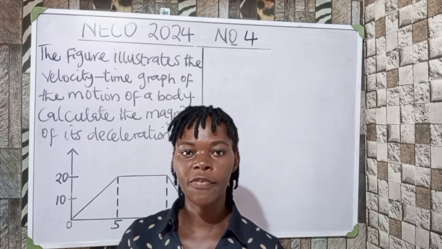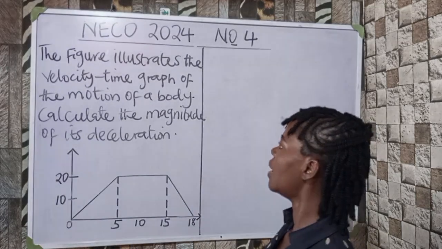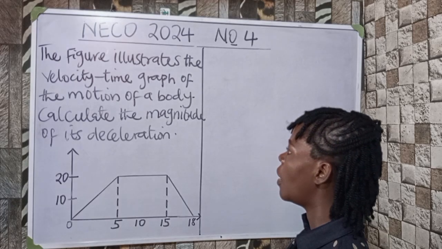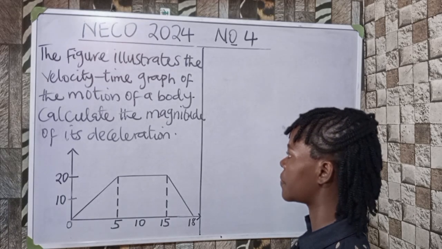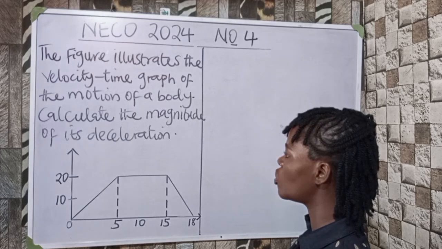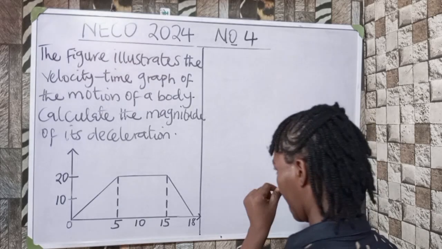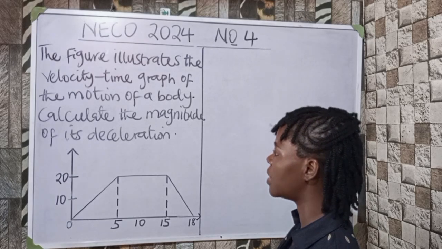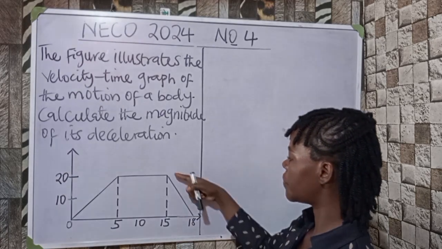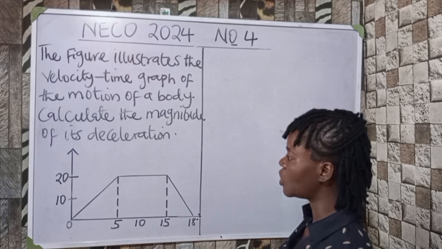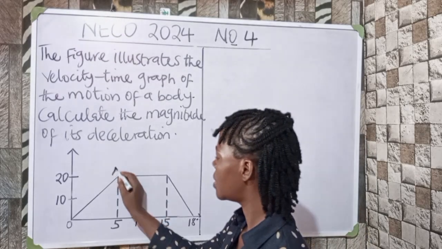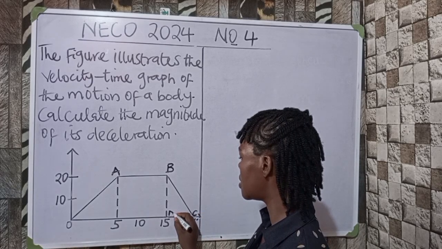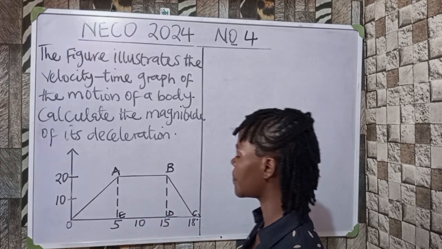Let's look at question number 4. The diagram illustrates the velocity-time graph of the motion of a body. Calculate the magnitude of its deceleration. Now, if you are asked to find deceleration, it is from here to here. But before I solve, I'm going to label it A, B, C, D, and E.